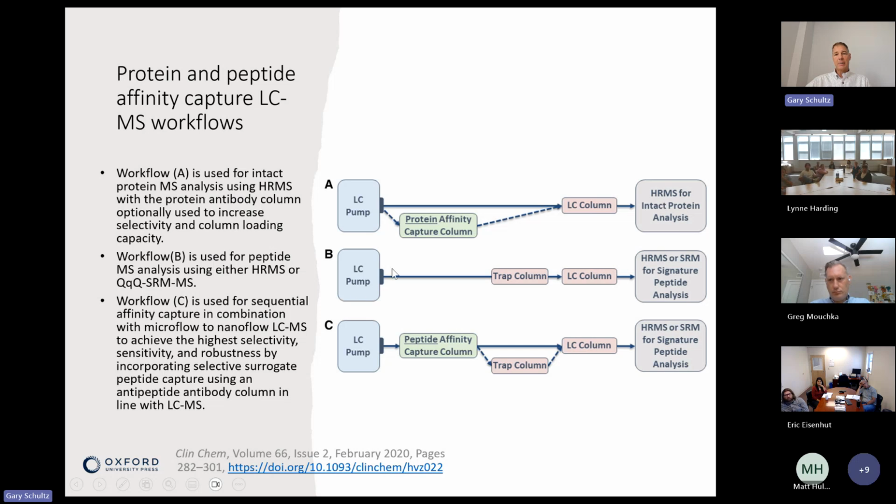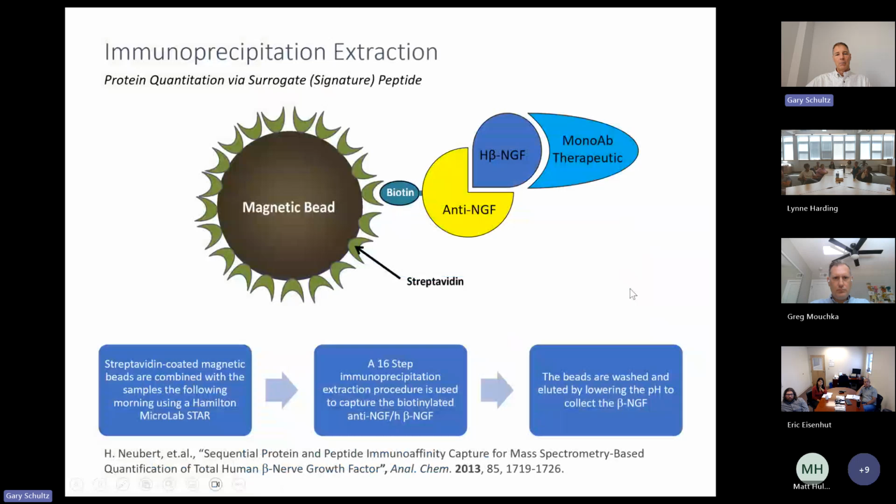Or we can capture that protein and digest it in order to then capture the peptide prior to the LC-MS analysis. So which mode you implement depends on sensitivity and selectivity of the method itself. So what does that look like experimentally? Here's an example of a paper from Hendrik Neupert out of Pfizer.